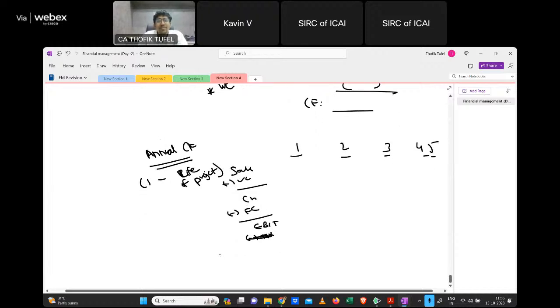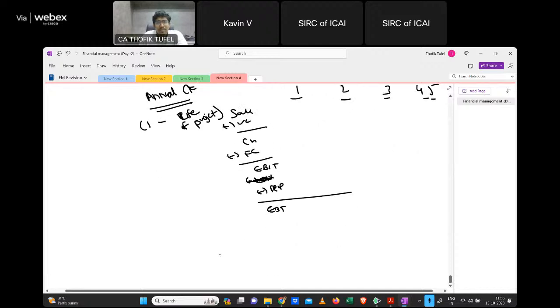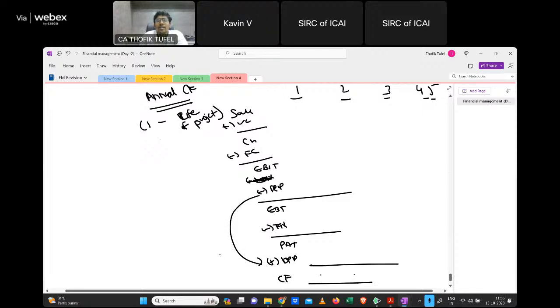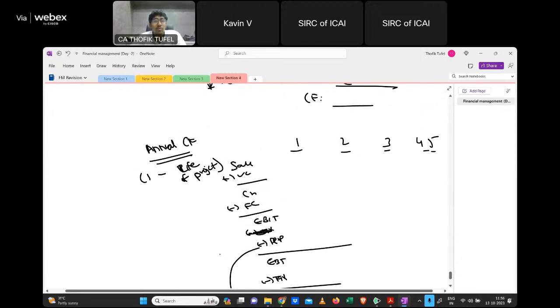Before taxes, if depreciation is there, then also reduce depreciation. Then you will get earnings before taxes. Then you reduce taxes, then you will get profit after tax. Always add back depreciation. Then you will get year 1 cash flows, year 2 cash flows, year 3 cash flows, year 4 cash flows, year 5 cash flows. This is how a typical problem looks. So these are the annual cash flows.